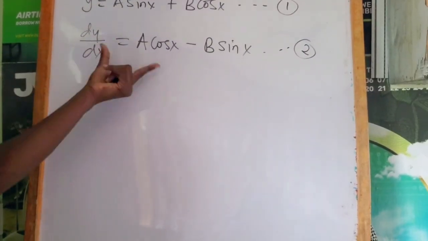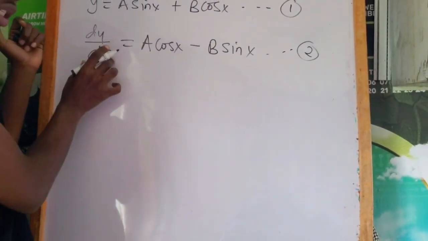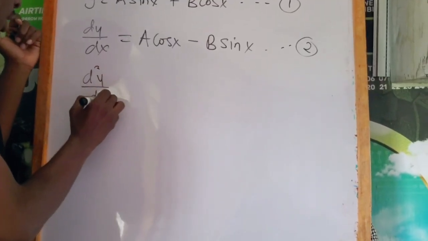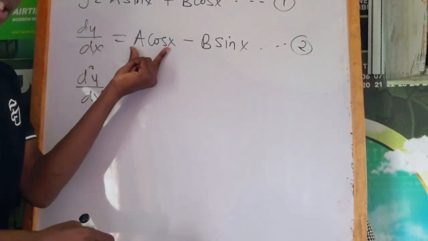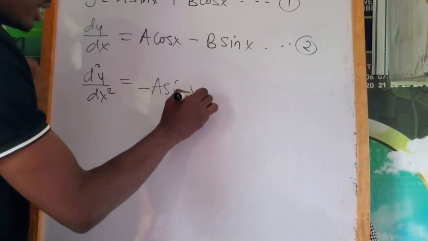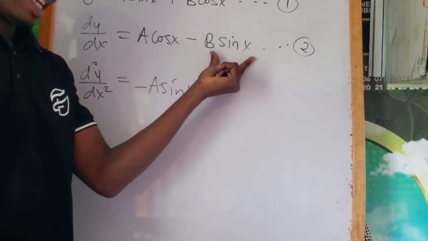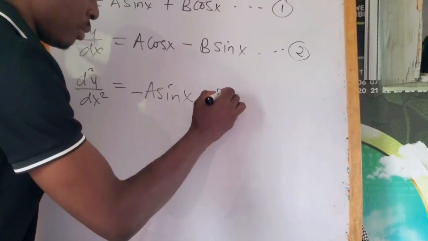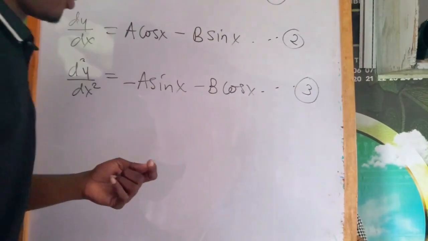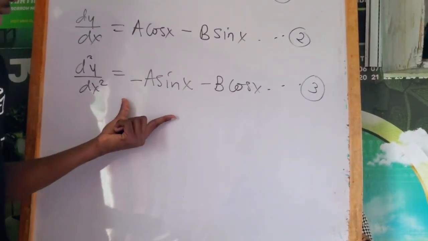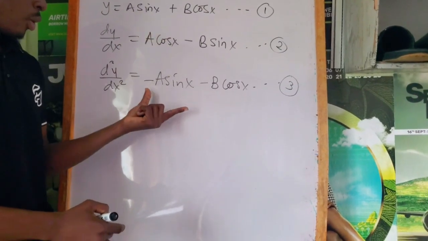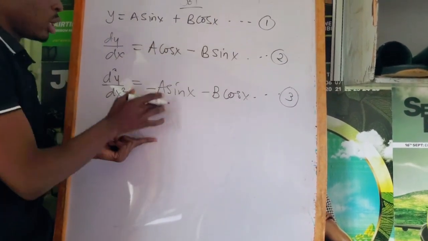Let's differentiate this equation again, this very one. So differentiating again, what do you get? You get d2y/dx squared, which is equal to, differentiating a cos x, what do you get? You get negative a sine x. Differentiating minus b sine x, what do you get? You get minus b cos x. Let's call this equation 3. All right, now take a look at this very well. The right hand side of equation 3 is looking like equation 1.